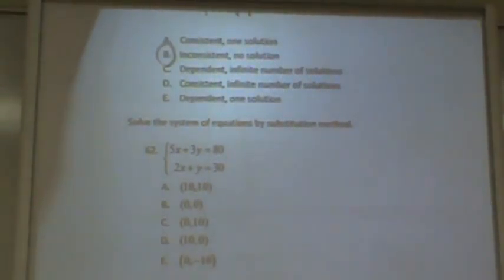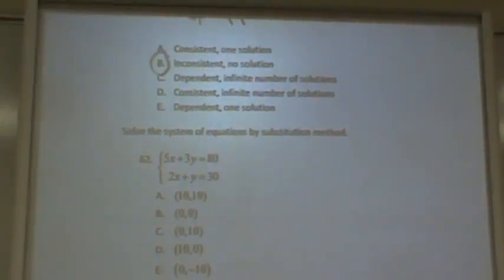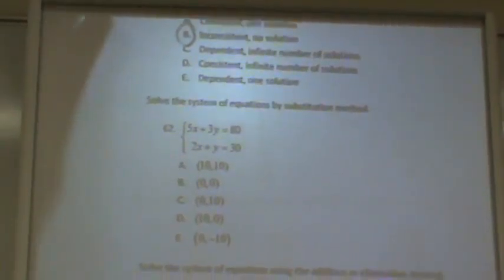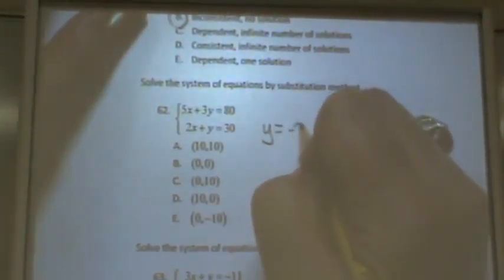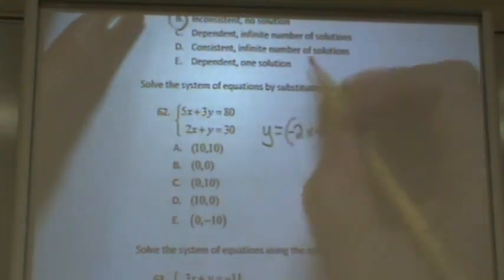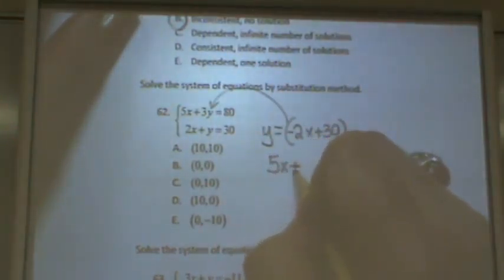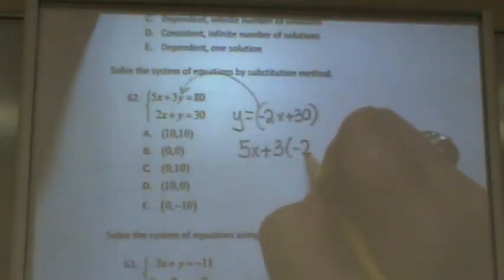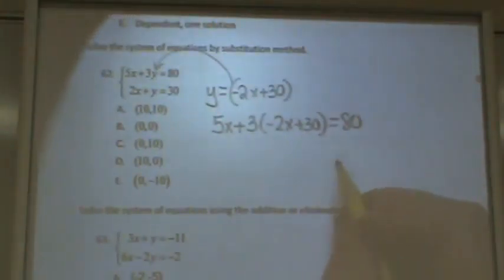Okay? Now, for 62, it says solve using substitution. Since this is a multiple choice test, you really don't have to do substitution if that's not your strongest. But to do substitution, you would solve this one for y, get y by itself, so y would be negative 2x plus 30, and then this would get substituted in for y here. So 5x plus 3 times negative 2x plus 30 equals 80. So now we're going to distribute.